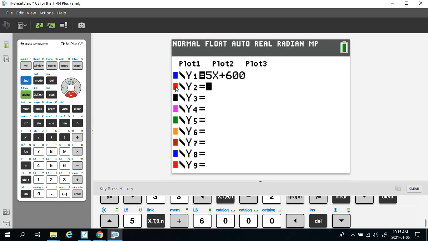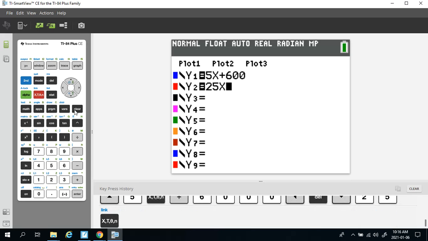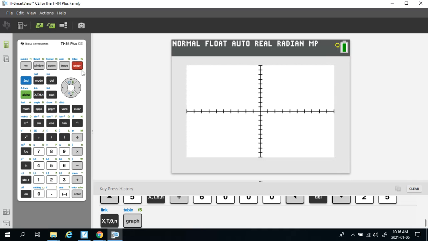And then the second equation is the revenue equation, which is we make $25 per sweater sold. So it'd be y2 is 25 times x. Okay, let's plot this and see what happens. Okay, so if I graph this, I see the red line. That's about it. I don't see the blue line though, so that's a big problem.